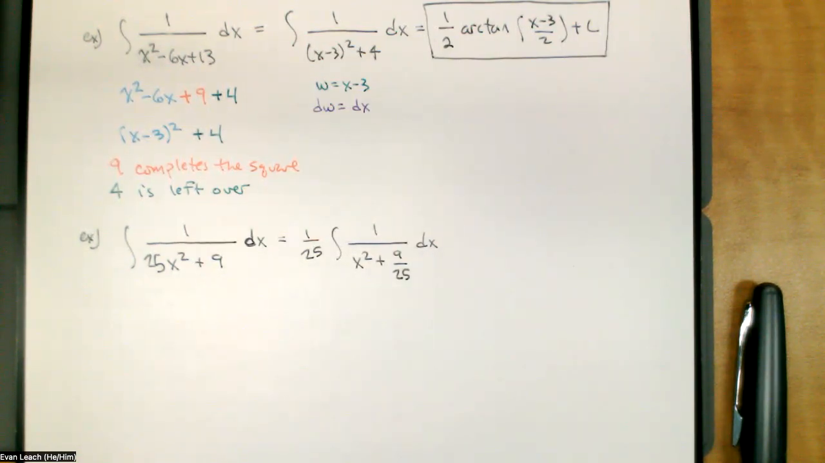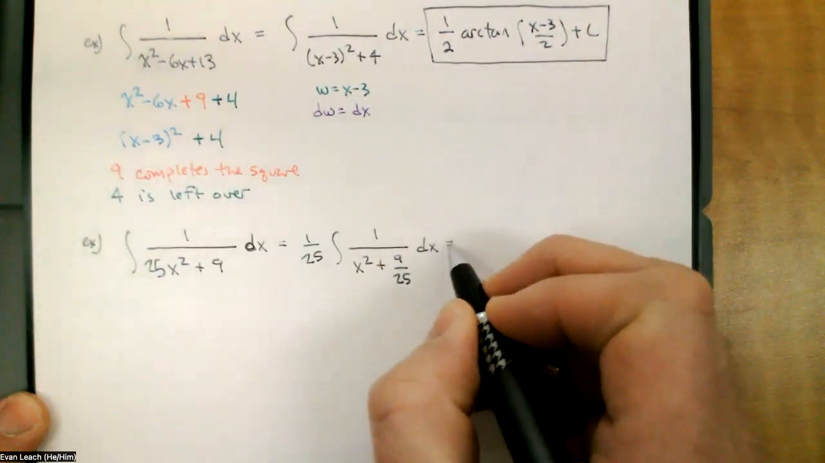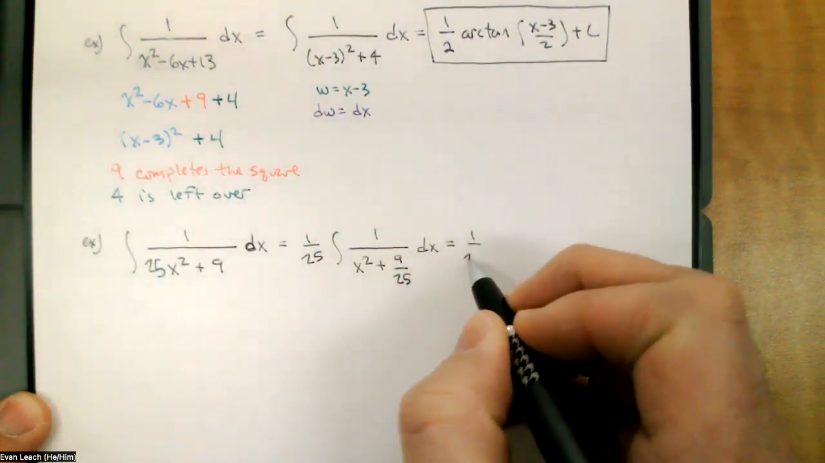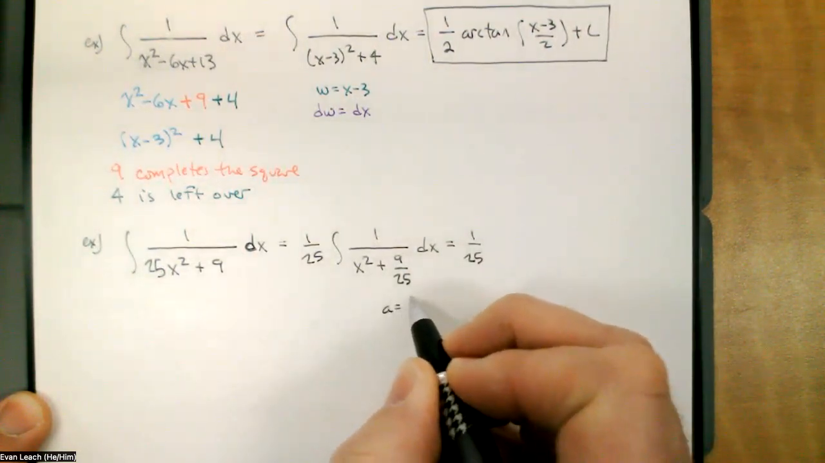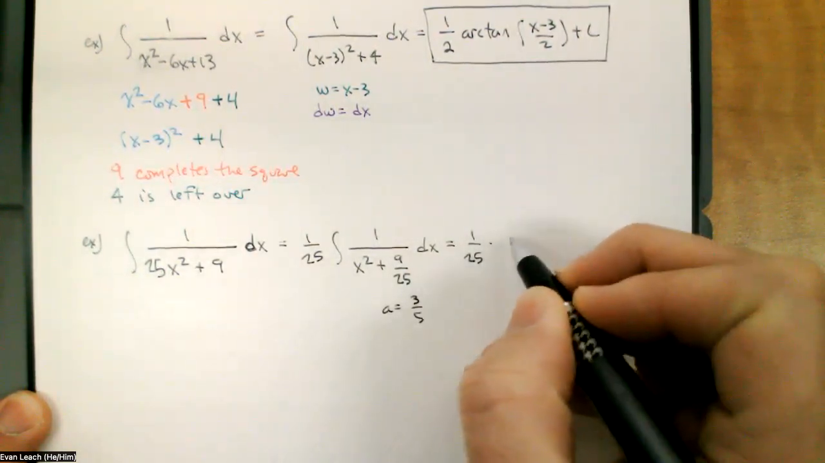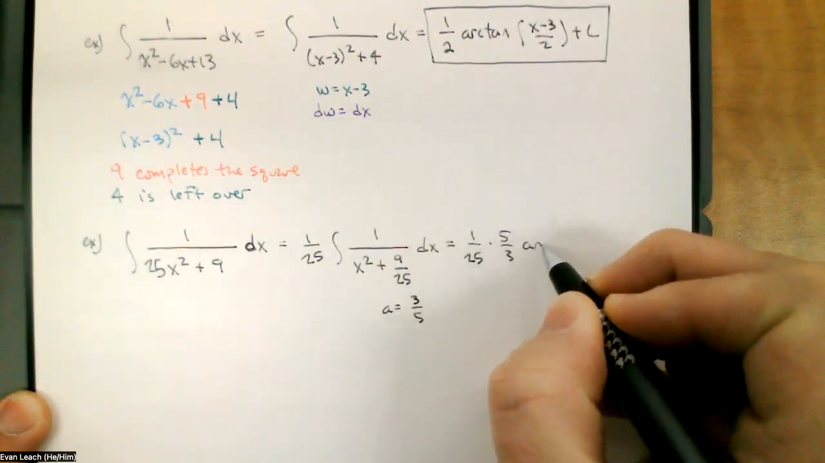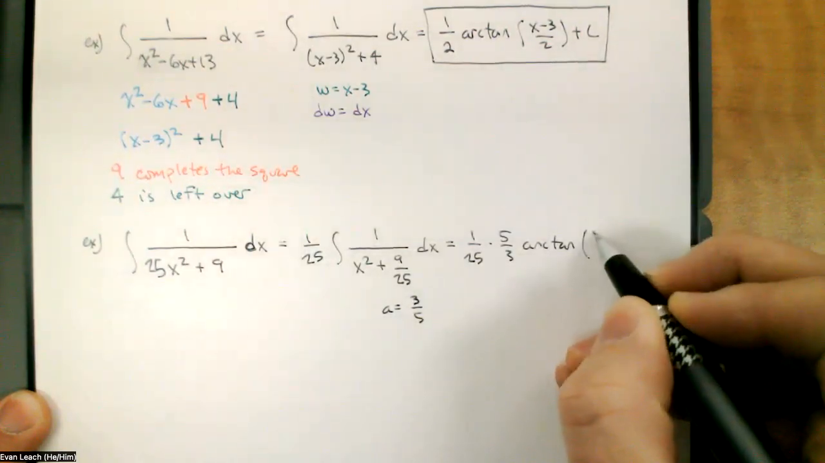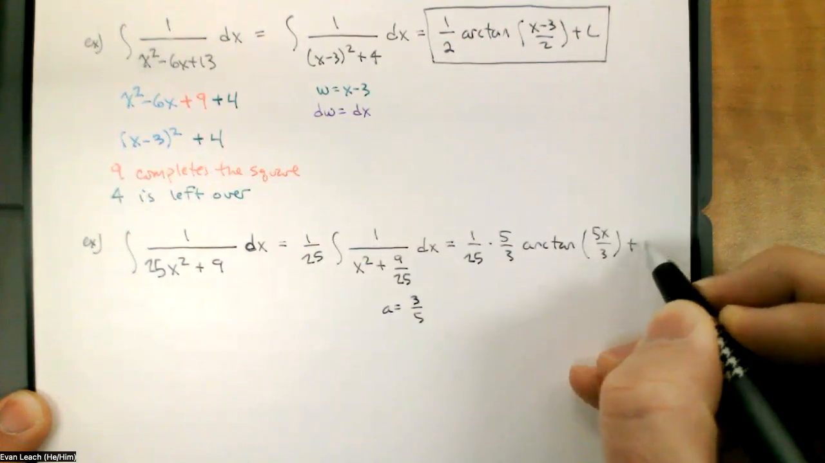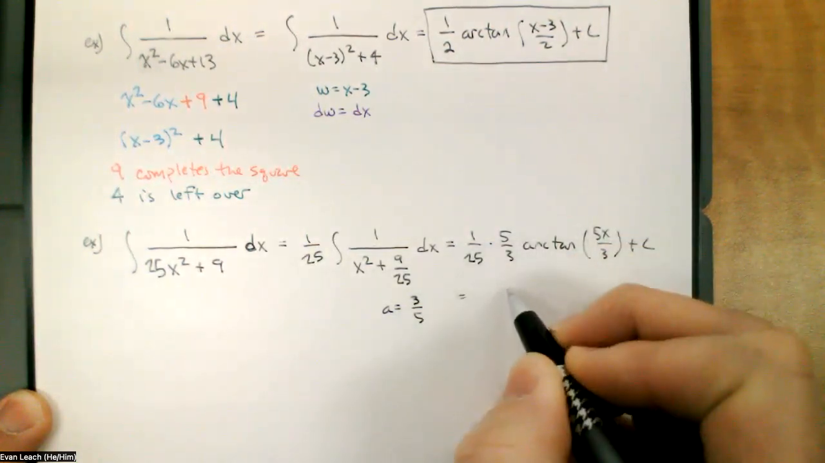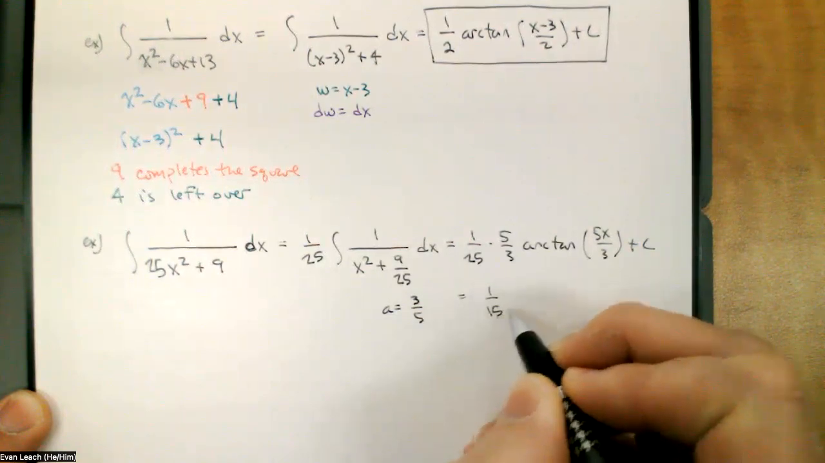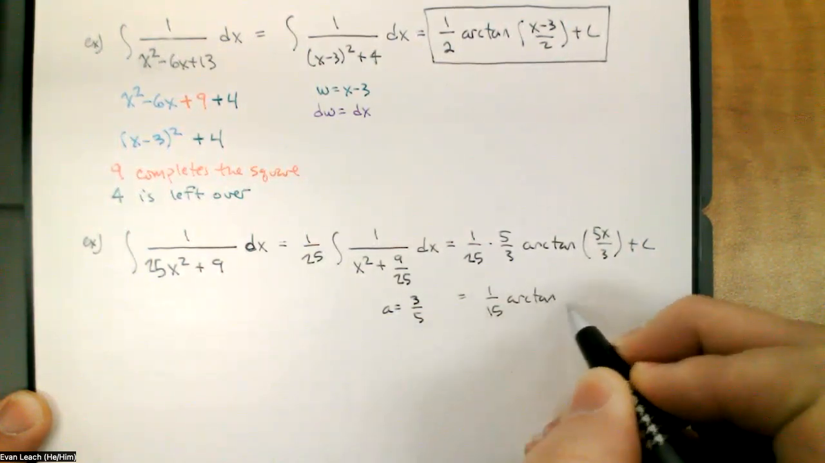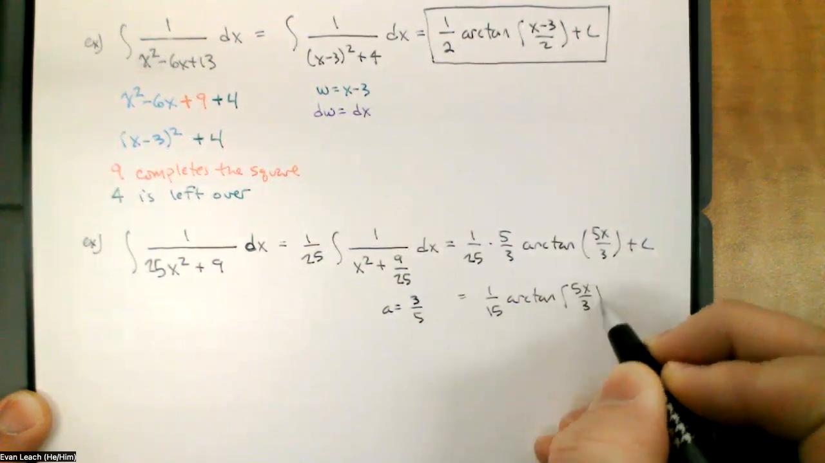Anyway, factor out the 25. Now we've got 1 over x squared plus a squared. We just got to be careful to see what our a is. The 1 over 25, that's the one that we factored out. A in this case is 3/5. So I need a 1 over a, which is 5/3, arctangent of x over a, so x over 3/5 is going to be 5x over 3, plus c. So the 25 and the 5 will simplify, we'll get 1 over 15, arctangent of 5x over 3 plus c.